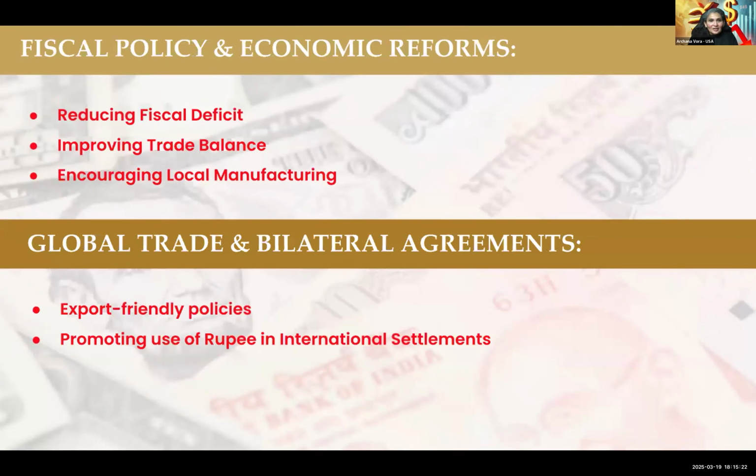Thank you. The government also adopts some fiscal policy and economic reforms to control depreciation. This includes reducing fiscal deficit by managing government spending and increasing revenue through effective taxation, improving trade balance by encouraging local manufacturing to reduce import dependency. It resorts to strengthening global trade agreements with export-friendly policies and encouraging rupee-based trade with partner countries to reduce dependence on the US dollar. Over to Archana Kalaru to conclude the presentation.